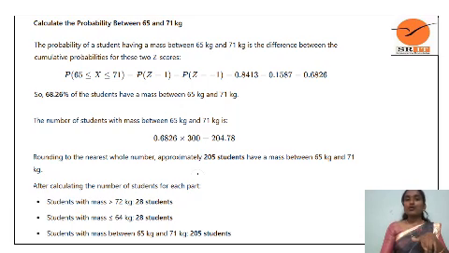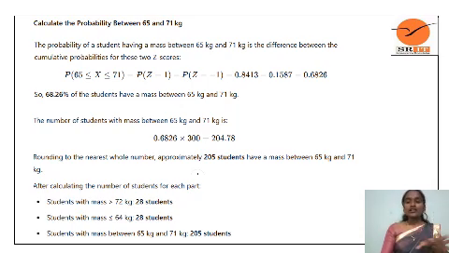So we want the percentage of the students. Approximately 68.26% of the students have mass between 65 and 71. Now we multiply that with 300. So we get 204.7, meaning approximately 204 students have the mass between 65 and 71.